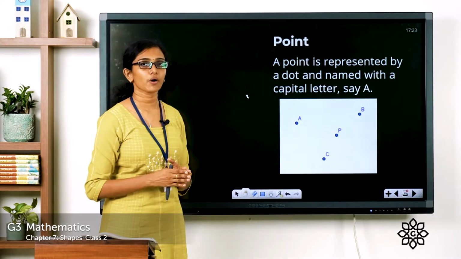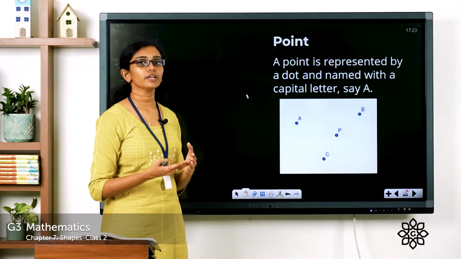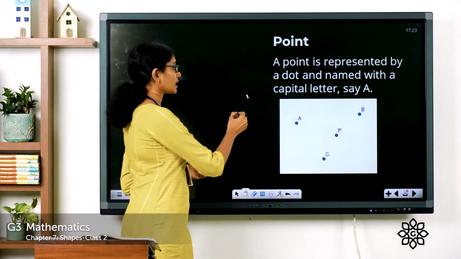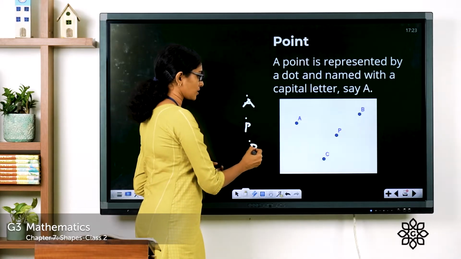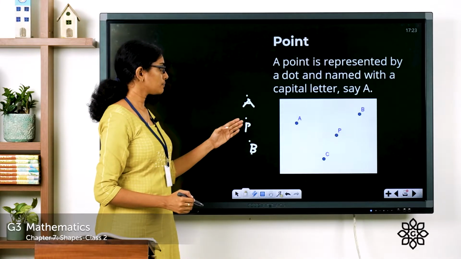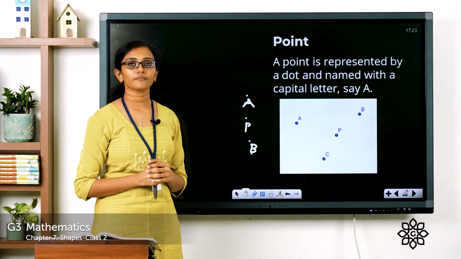And how do you name a point? You usually name a point using a capital letter like A or P or any letter. So this is point A, point P, point B and so on.